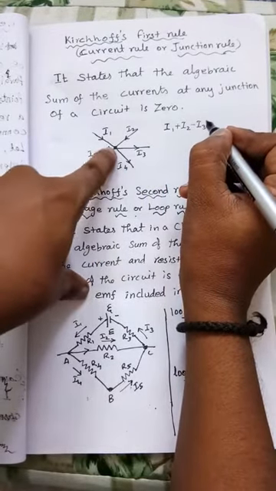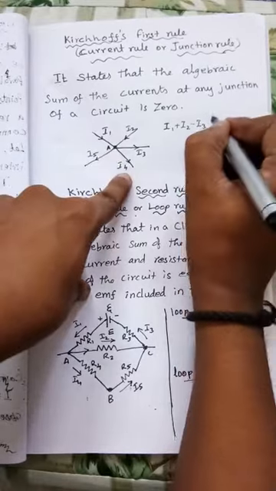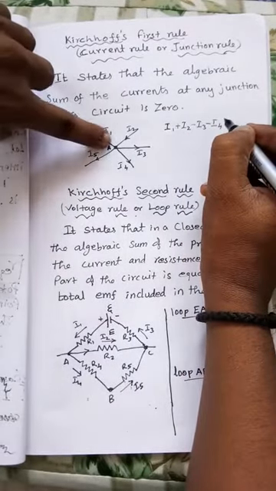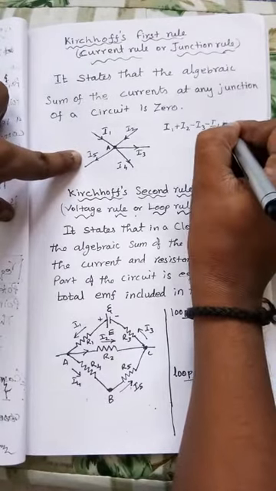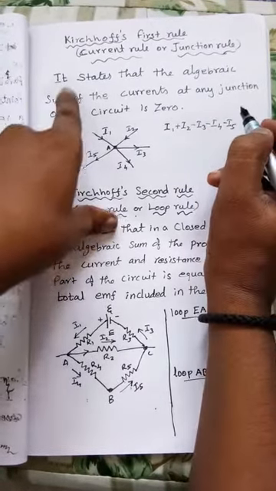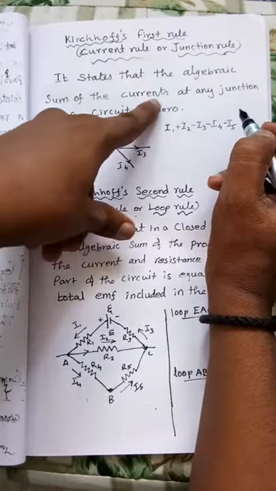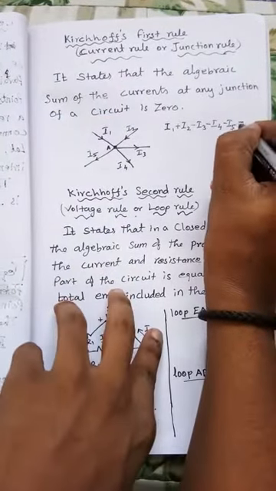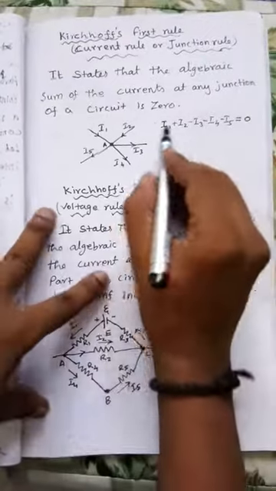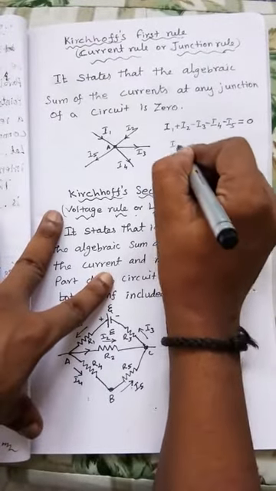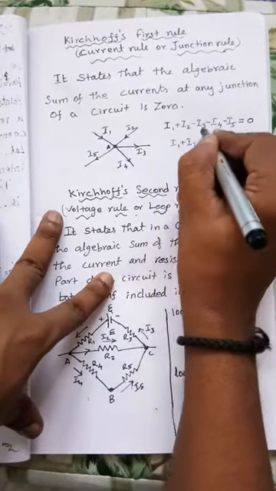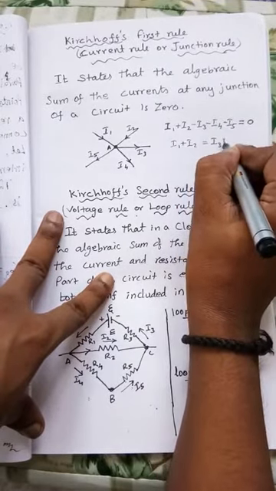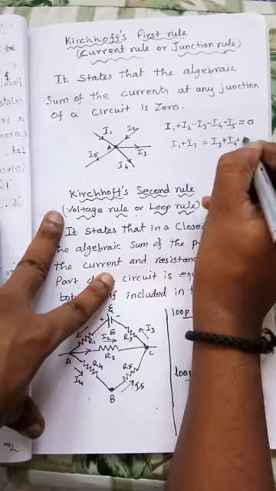Then I4 also away from the junction, so minus I4. I5 also away from the junction, so minus I5. So from the law, the sum of the currents at any junction of a circuit is 0. So the total current is always equal to 0. Now take I1 plus I2, and the minus part you take to the right-hand side: I3 plus I4 plus I5.